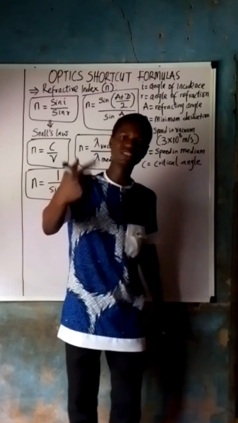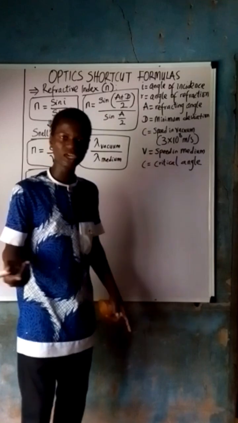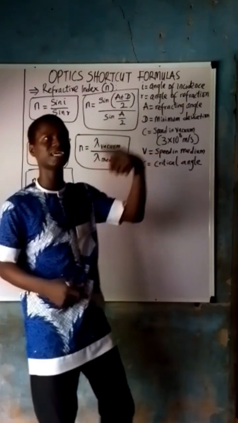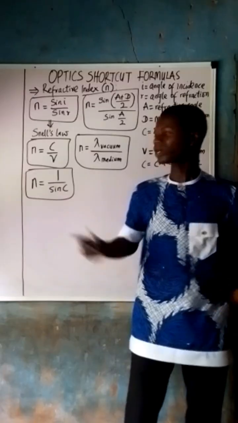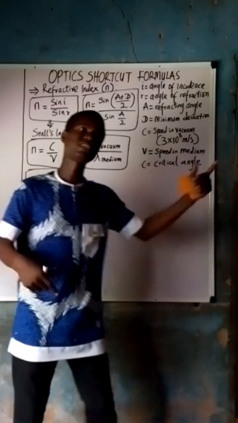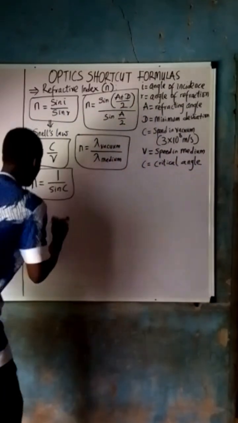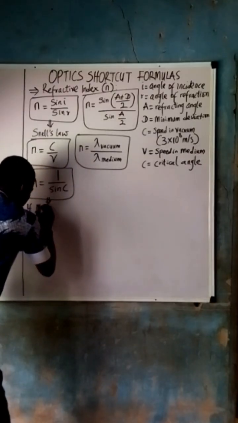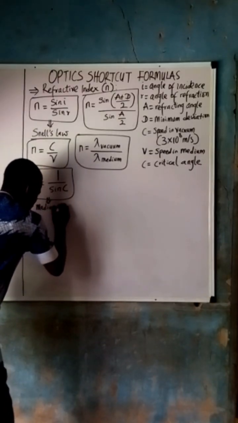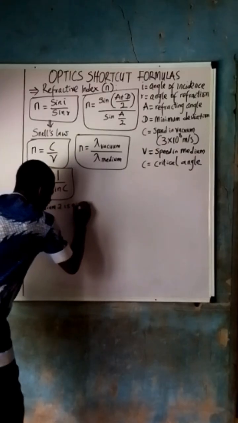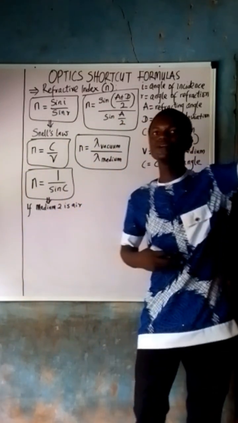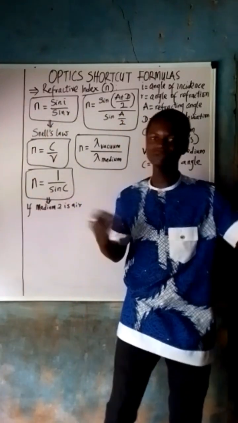Now what if the second medium is not air? Because apart from air, you cannot use this formula. If the second medium is, let's say, glass or water, you cannot use this formula. So let me do it like this. If medium 2 is air, that's when you can use this formula. Now what if medium 2, the second medium, is not air? What is the right formula to use?